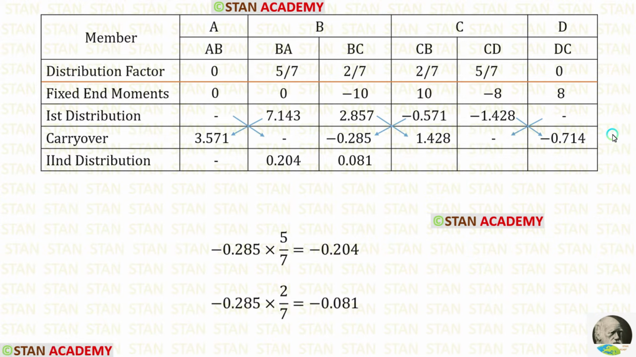Now let us do the second distribution in the joint B. For that, we have to multiply this value with the distribution factors. When we do that, we are getting negative values, so we have to enter them as positive.